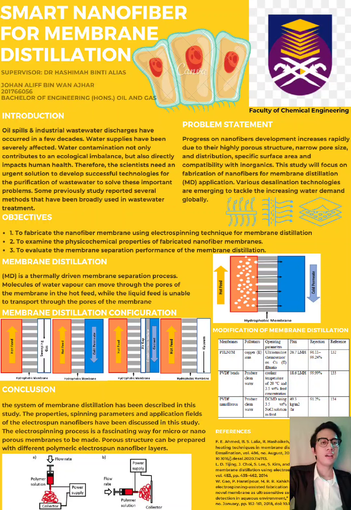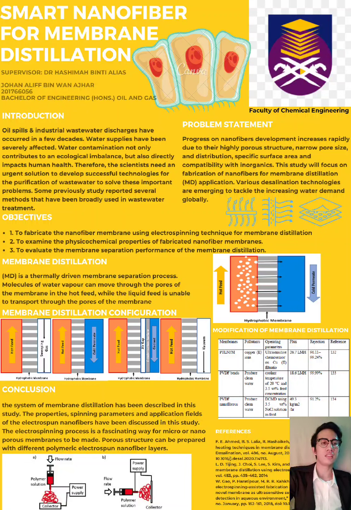And the table here shows the summarization of some membrane distillation. For the membrane PTLNFM, the pollutant is copper ion. The operating parameter is ultra sensitive K-Monzi sensor on cuprum filtration. And the flux is 26.7 LMH. Rejection is 96.11 to 99.24%.